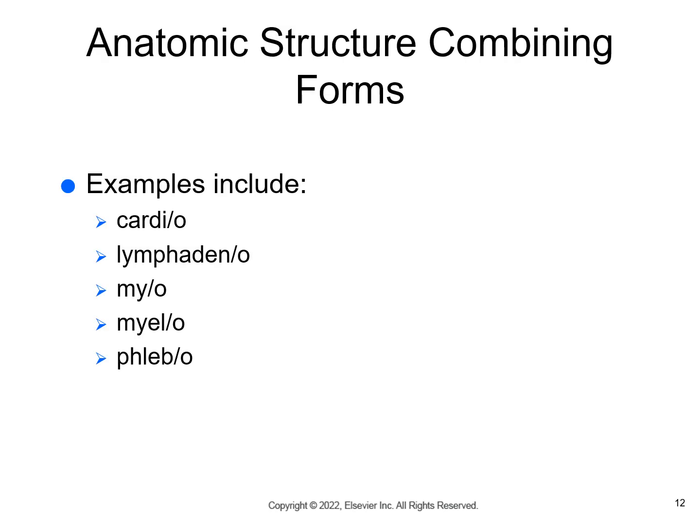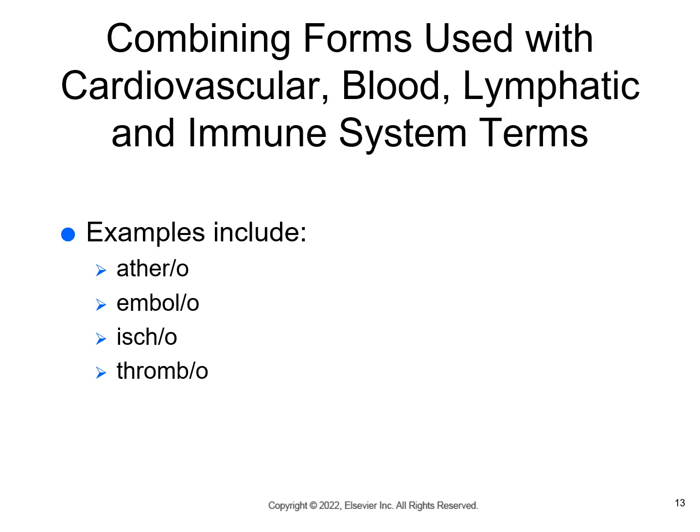Examples of combining forms that we see in this chapter include cardio, which means heart, lymphadeno, which means lymph node, myo, we've had that previously, but that's muscle, myelo means bone marrow, and phlebo means vein. Examples of combining forms in any of these systems in this chapter.